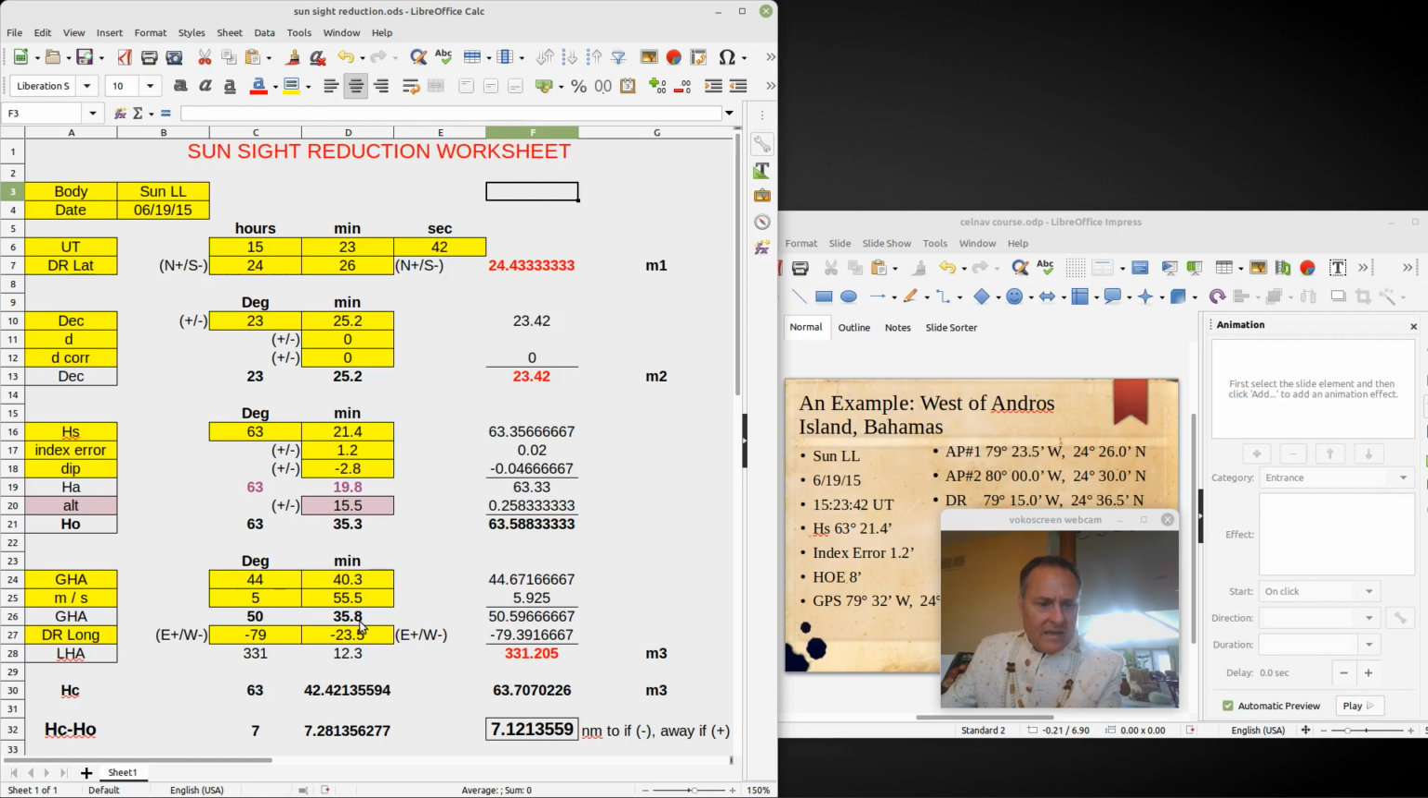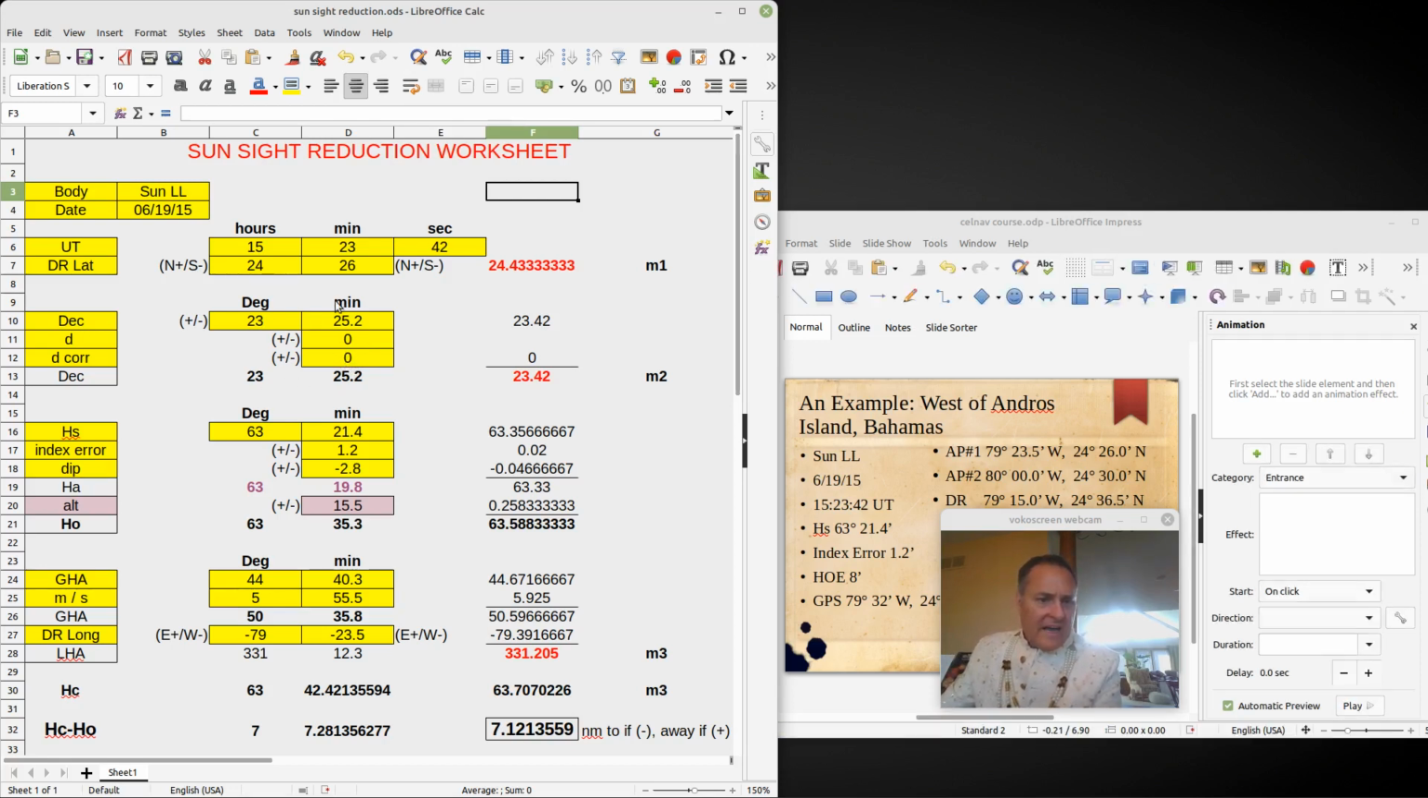Okay. Now for the declination, I have to go to a little table off to the side here, and I look up the declination, and it tells me what the D correction is. And my correction of 0 means a D correction of 0. So I enter 0 here. Okay?